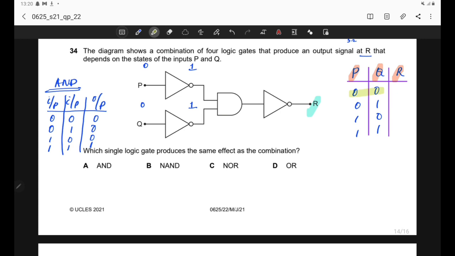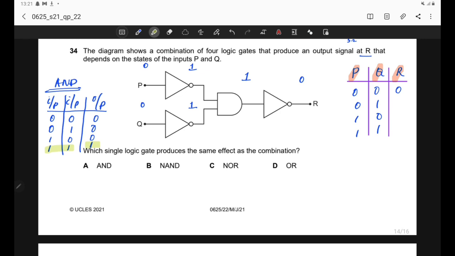When the input at the AND gate is 1, 1, the output will also be 1. So for this, the output will be 1. And when we connect this 1 to a NOT gate, we will get an output of 0. So here at R, we will get a value of 0.